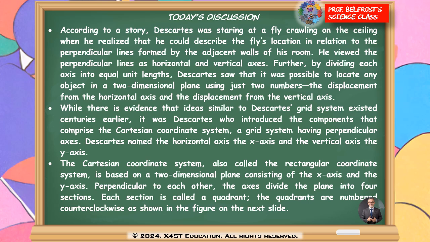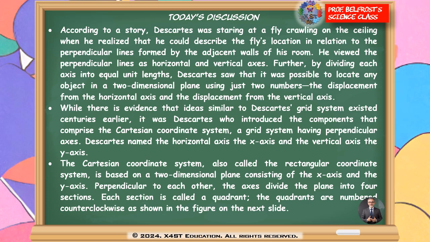And while there is evidence that similar ideas of a grid system existed centuries earlier, it was Descartes who introduced the components that comprise the Cartesian coordinate system we use now. So a grid system having perpendicular axes, which are the x-axis and y-axis, respectively horizontal and vertical. The Cartesian coordinate system, also called the rectangular coordinate system, is based on a two-dimensional plane consisting of the x-axis and the y-axis. Although we can expand to also include the z-axis, which is three-dimensional. Okay, so perpendicular to each other, the three-dimensional layer is also perpendicular to each other.